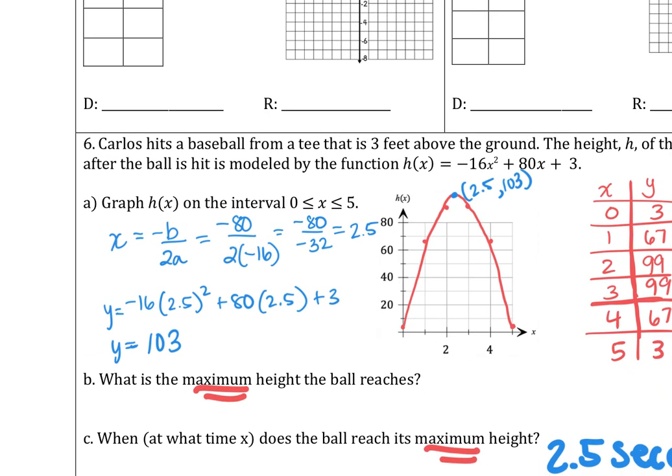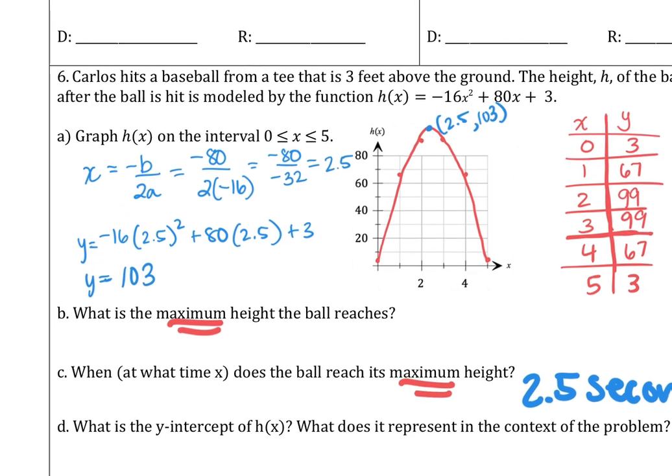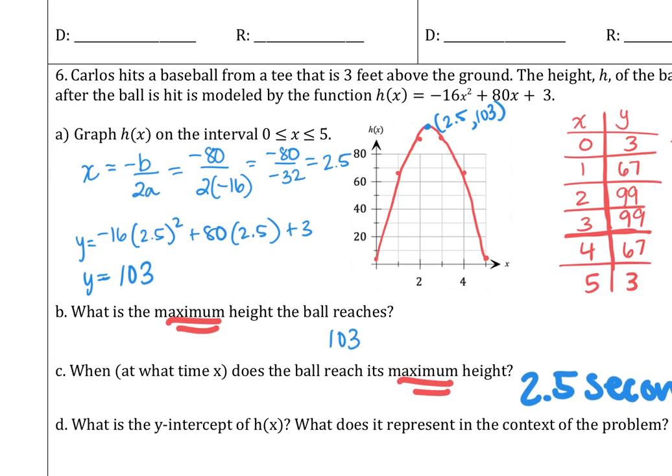We are talking about height. So the maximum height that that ball reaches is 103 feet. That's the y value of that vertex, represents that maximum height. So again, we're just giving real life context to the vertex, to what those x and y values represent.